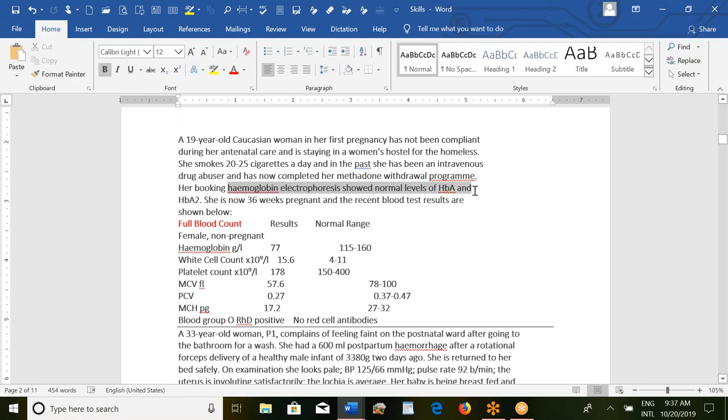Where is electrophoresis? The normal levels, okay. Yeah, so this is iron deficiency anemia then. Yeah. Severe iron deficiency anemia, because it is 7.7 hemoglobin. Yes, this is iron deficiency, but the thing you said first, that by definition, we will call it thalassemia.